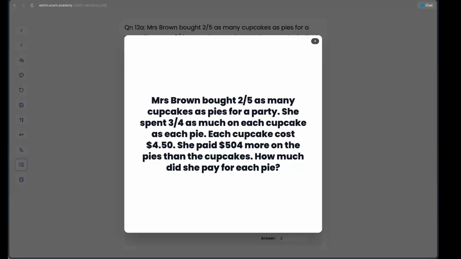Question 12, part A. Mrs. Brown bought 2/5 as many cupcakes as pies for a party. She spent 3/4 as much on each cupcake as each pie. Each cupcake cost $4.50. She paid $504 more on the pies than the cupcakes. How much did she pay for each pie?